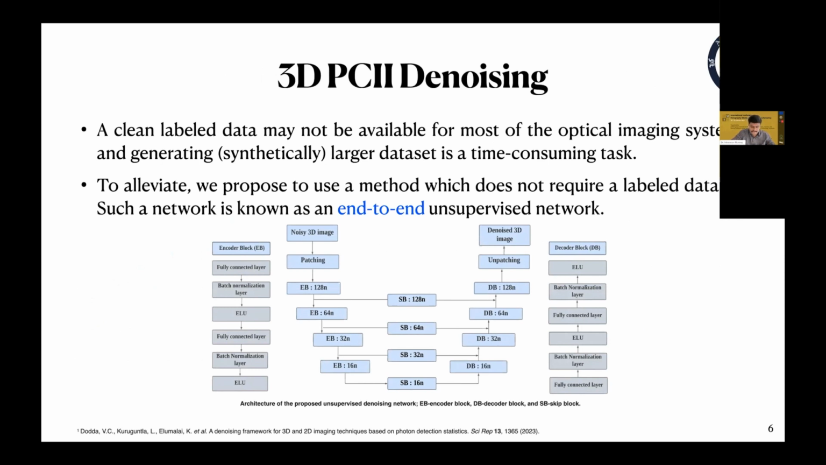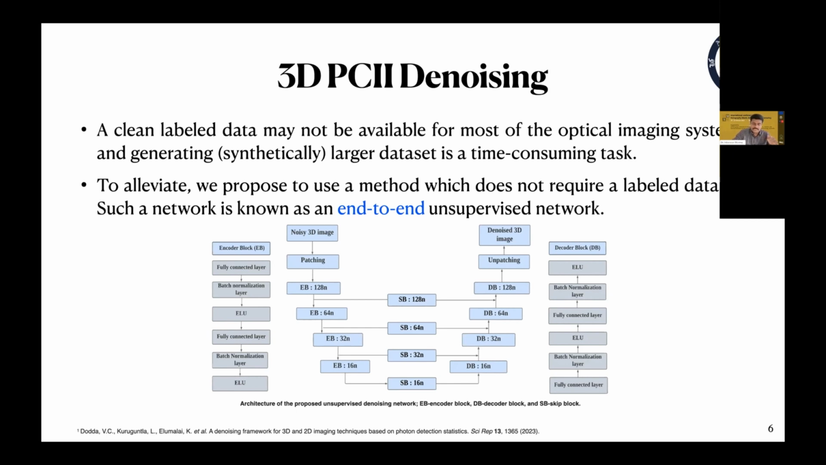One of the main limitations of any optical imaging system is that a large data set is not available. Producing multiple images synthetically, or a large data set, is a time-consuming task. For that reason, I wanted to use an unsupervised network which doesn't need a large data set but can produce better results with a limited number of data. This network is known as a UNet, which is a deep learning network, an end-to-end unsupervised network, which just takes a single image.